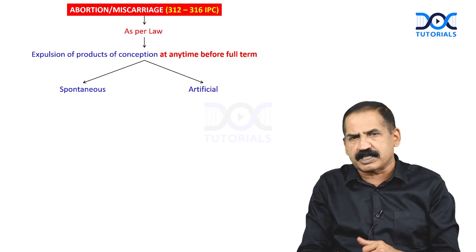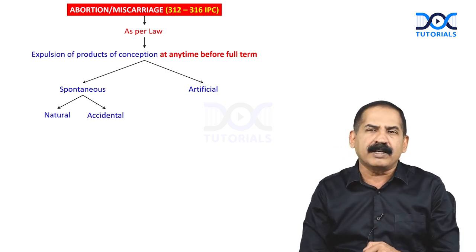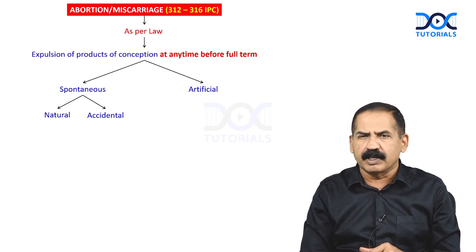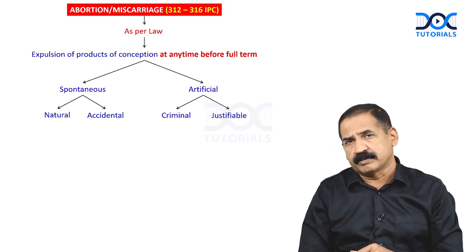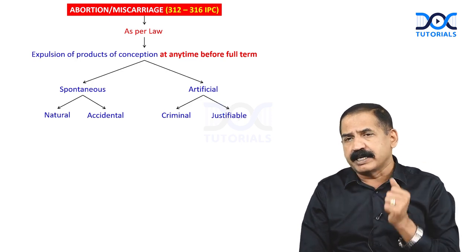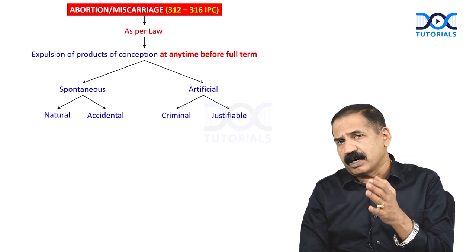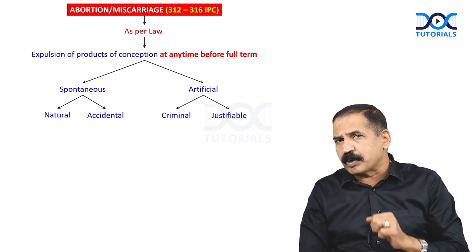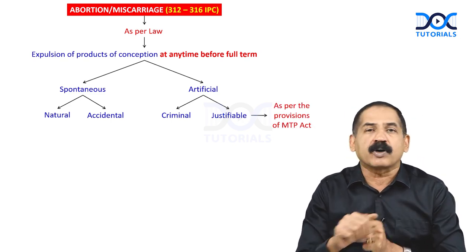Spontaneous, you know, I have studied under obstetrics. May be natural or accidental. I don't want to talk in detail because all of you know that very well. And artificial means induced abortion. And it may be criminal abortion or justifiable abortion. If abortion is done as per the provisions of the MTP Act, then it is justifiable. If the abortion is induced or done without the provisions of the MTP Act, then it is criminal abortion.